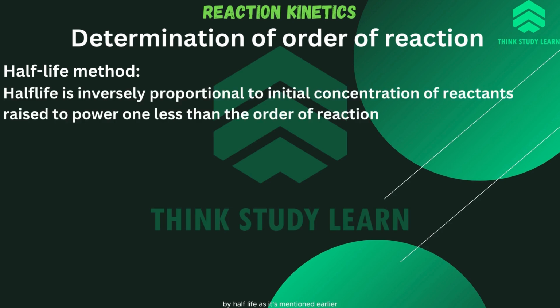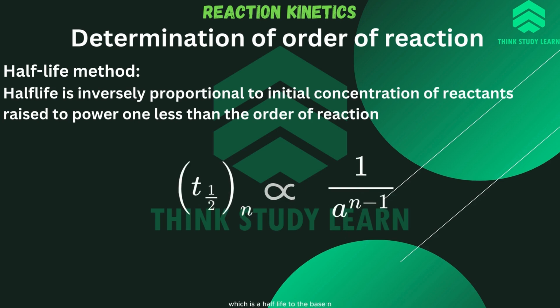As mentioned earlier, the half-life of a reaction is always inversely proportional to the initial concentration of reactants raised to the power 1 less than the order of reaction. Therefore, this can be given in the following expression: the half-life t_n is directly proportional to 1 over A to the power n minus 1.